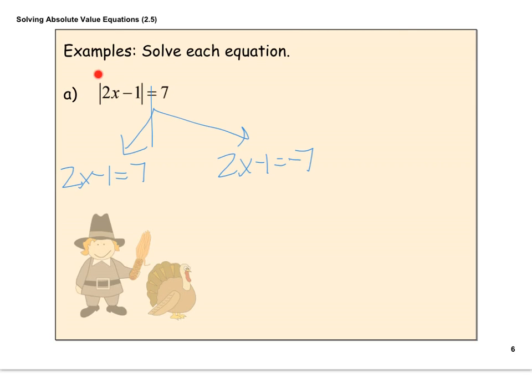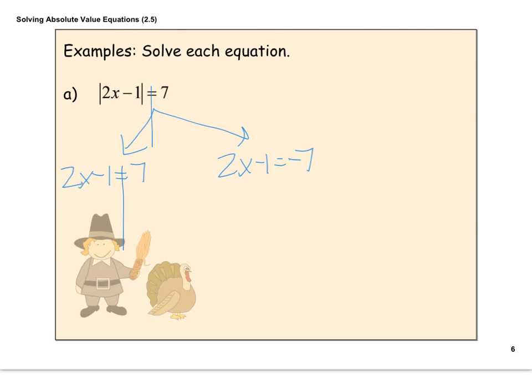These absolute value bars are like the present to your gift. You have no idea what's inside your gift. It could be a really awesome thing, so it's a positive number, or it could be a really crappy thing, and so it's a negative. We don't know what it is, so we have to solve both equations to figure out what two options it could be. So let's go through the process of solving both of these.